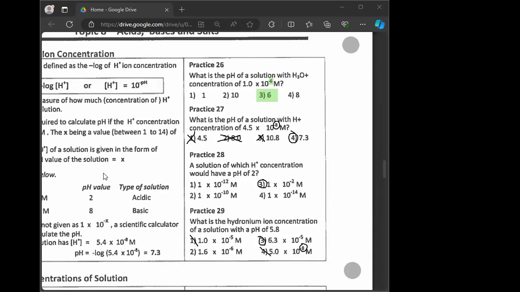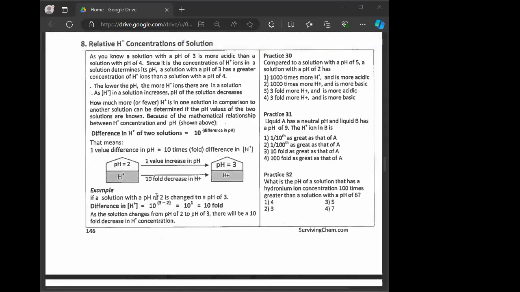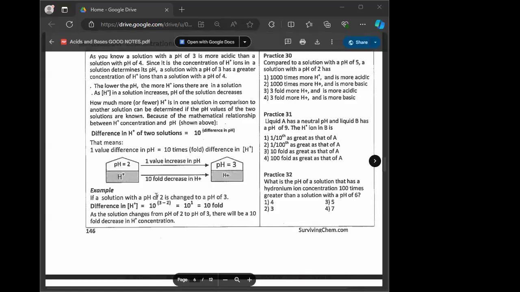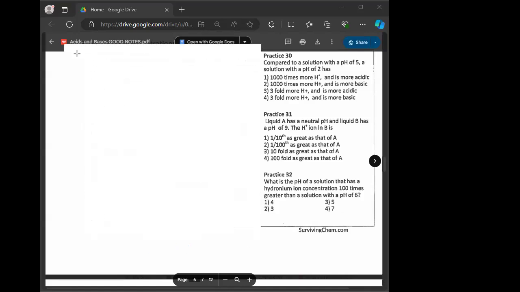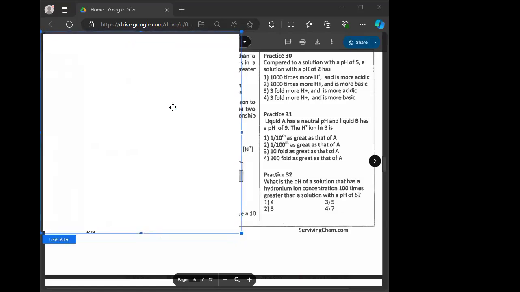Now let's take a look at what happens when we go. Okay. Oh, trying to fix the format of this a little.